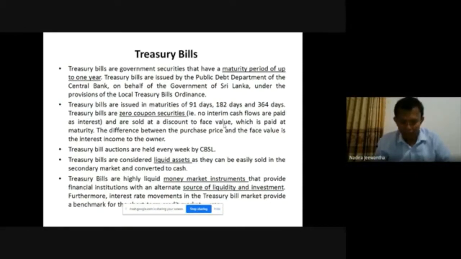Now say you have 10,000 rupees with you. You have two options. One is to put it in an FD, the other is to purchase a treasury bill. When you go to invest in an FD, you go to the bank or the finance company and give the 10,000 to the bank manager and say, I need a 3 month FD. Please open a 3 month FD for me and give me the receipt.